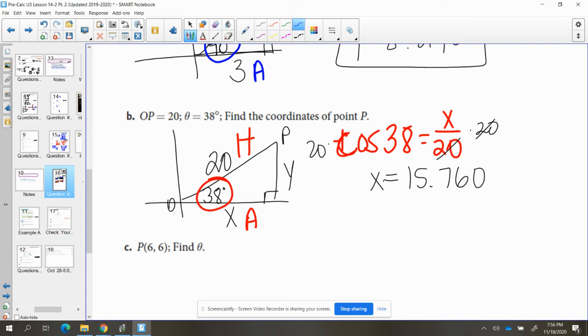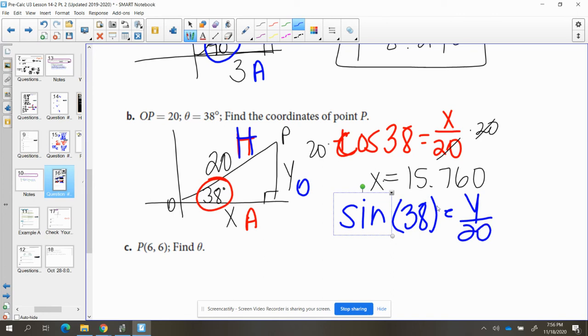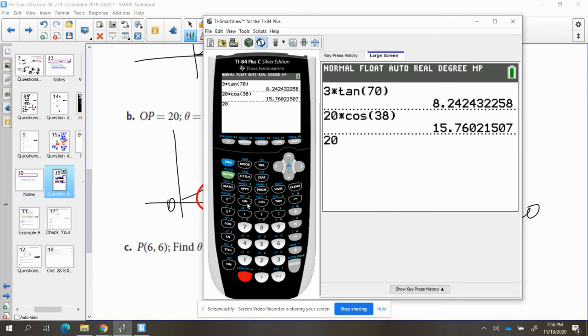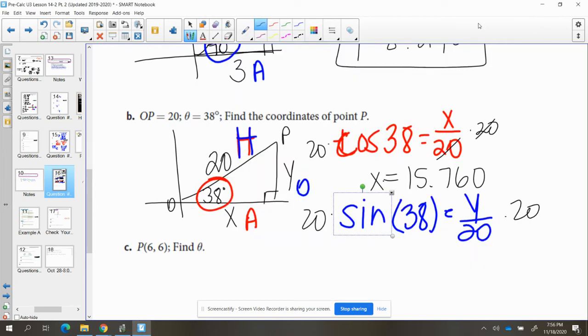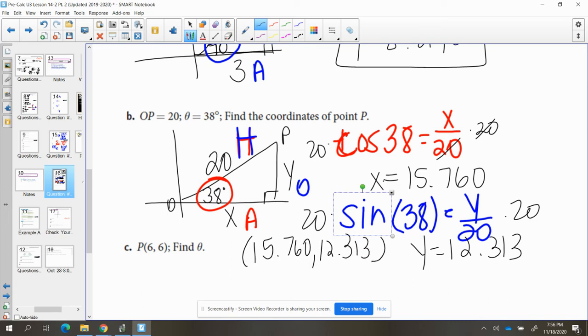Now, to find y, that's our opposite side. So if we have the opposite and the hypotenuse, that's the SOH portion, aka sine, which again of 38 degrees is going to equal our opposite side over the hypotenuse. So same process here where we're going to need to multiply by the 20. And in this case, 20 times sine of 38 degrees is 12.313. Now again, that final answer is asking us to put this back into the coordinate form, right? We're looking for the coordinates.